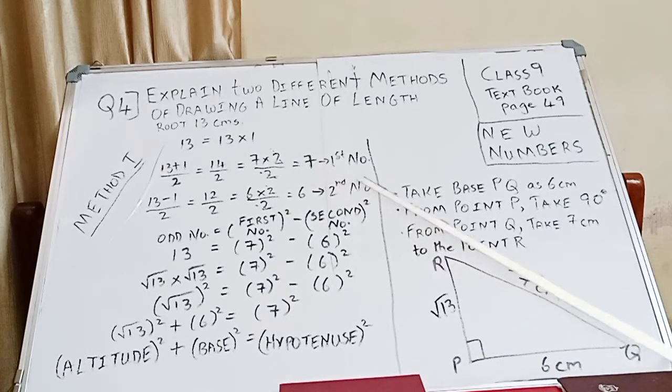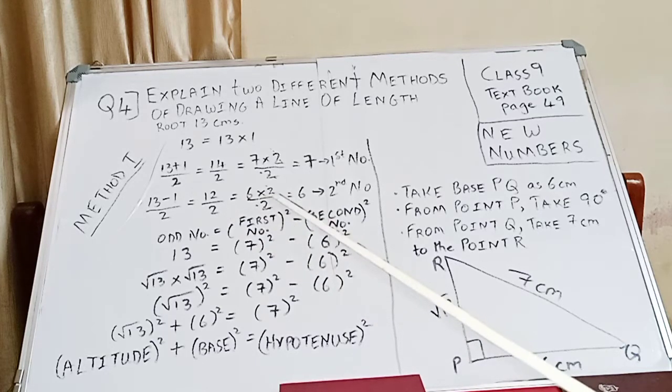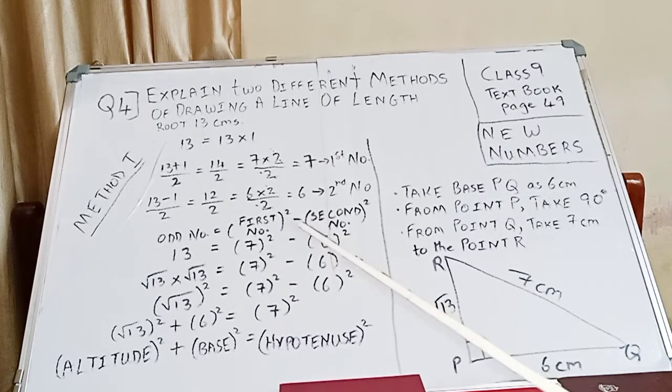So this is our first number. Secondly, with the same numbers, 13 and 1, 13 minus 1 divided by 2, we'll get 12. In the numerator we can write 12 as 6 into 2. This 2 in the numerator and the 2 in the denominator will get cancelled, and we will get 6. So this is the second number.